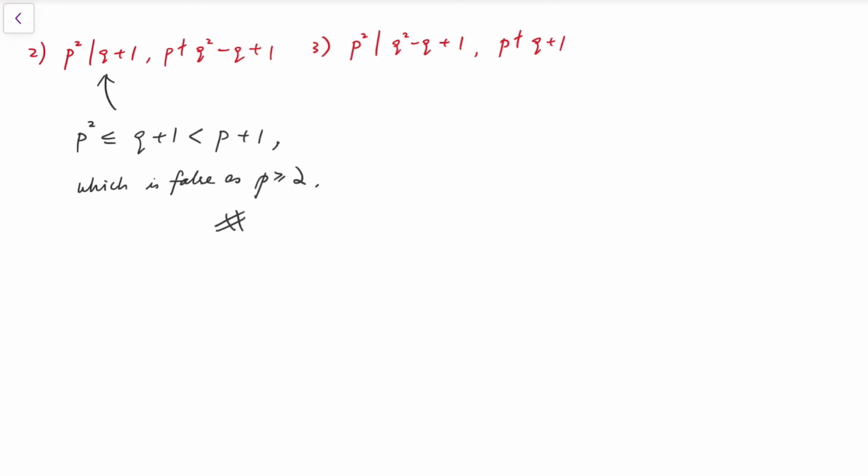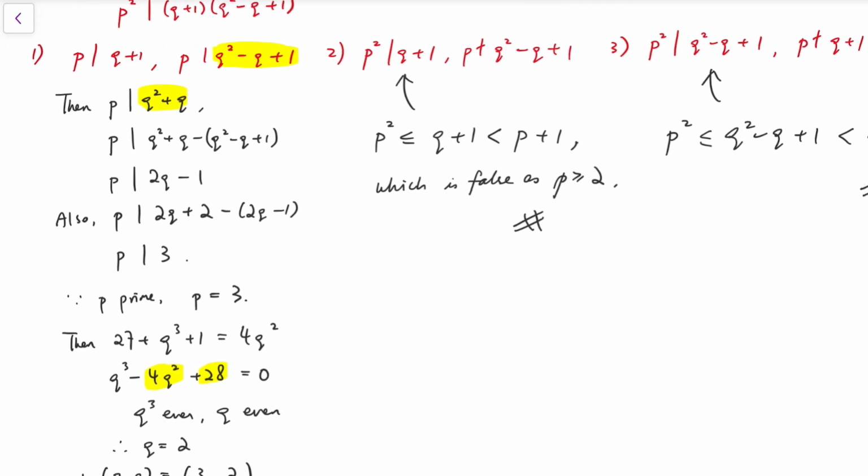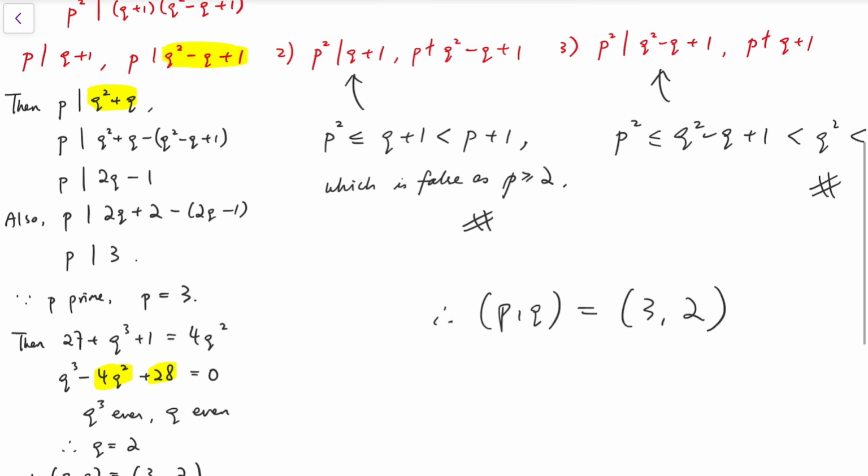Whereas for the third subcase, the argument is similar, which is that from the fact that p squared divides q squared minus q plus 1, we can say p squared is less than or equal to q squared minus q plus 1. But this is clearly less than q squared because q is a prime and it's at least 2. And of course, we have assumed that p is the larger prime, so q squared is less than p squared. Again, a contradiction. So altogether, we have only one solution pair, which is that p equals 3 and q equals 2.